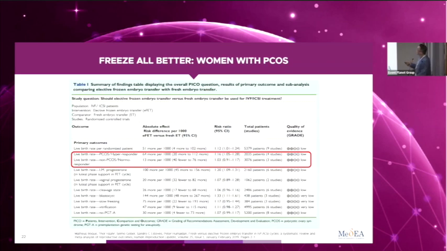And there is another summary table as well, which also shows that with PCOS and hyperresponders, again, these patients do better with freeze-all compared to those with non-PCOS and normal responders. The live birth rate is actually quite different.